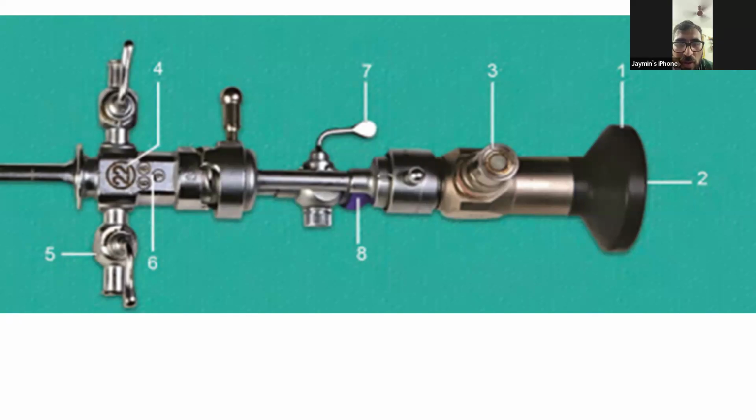The parts of the telescope visible in this are 1, 2, and 3, sir, 3 being the light pillar. 1 is the eyepiece. 7 is an irrigation channel where you can control flow. 4 is the size of the sheath, and number 6 is the French size, admitting 2 instruments. Number 5 is an irrigation channel, sir.